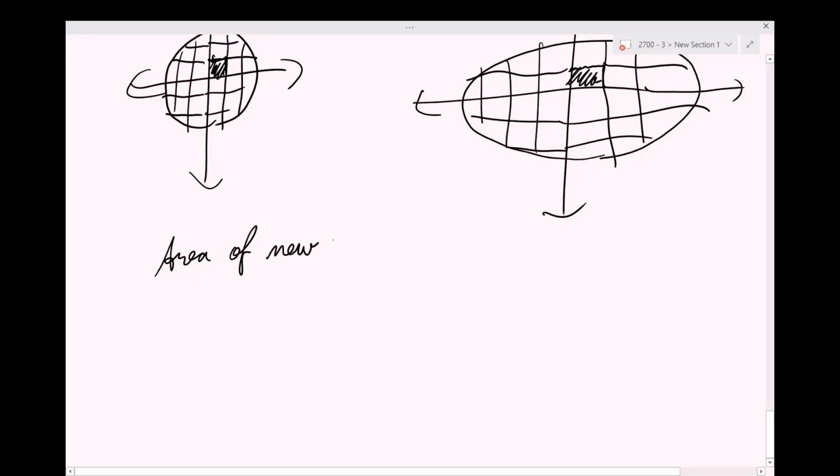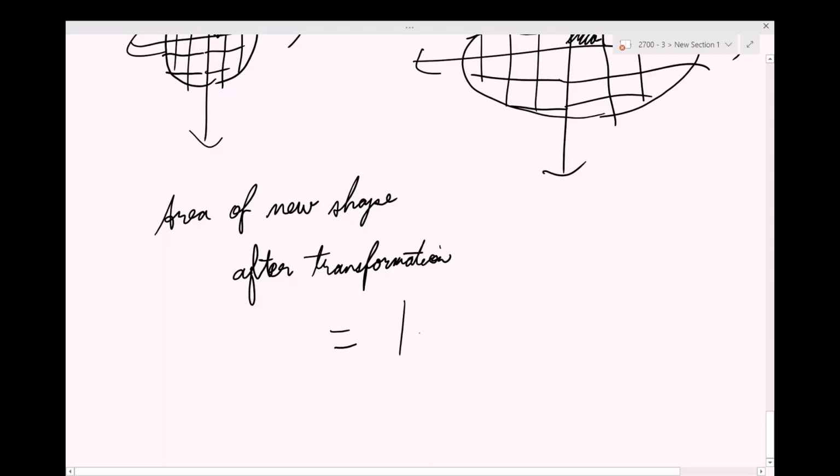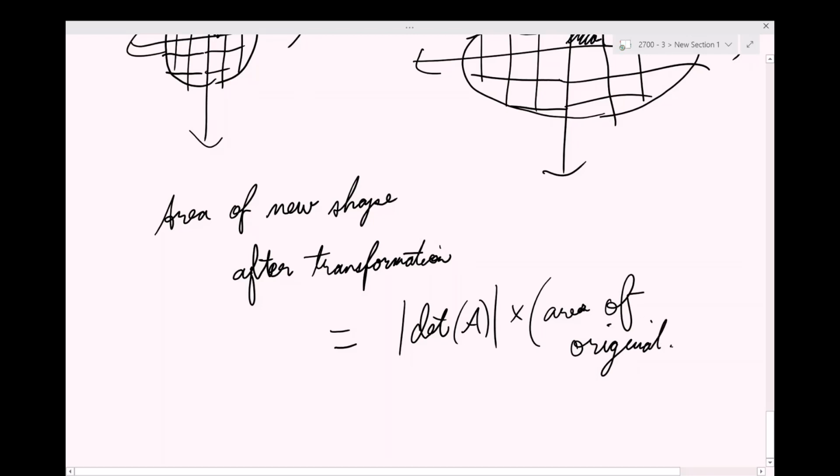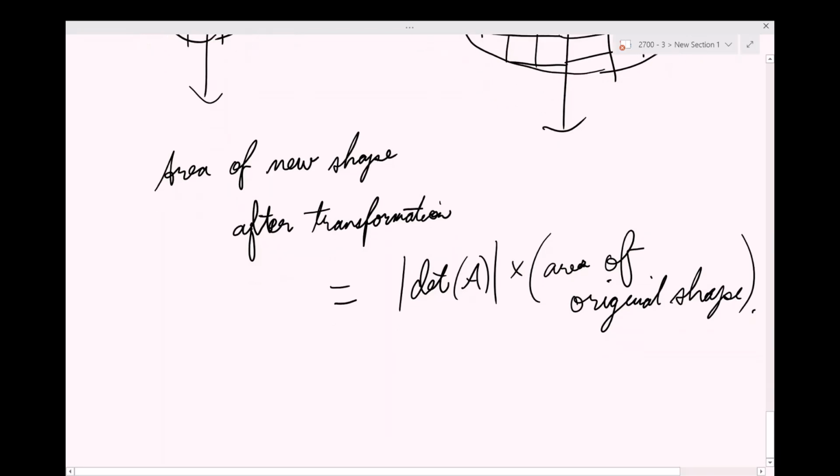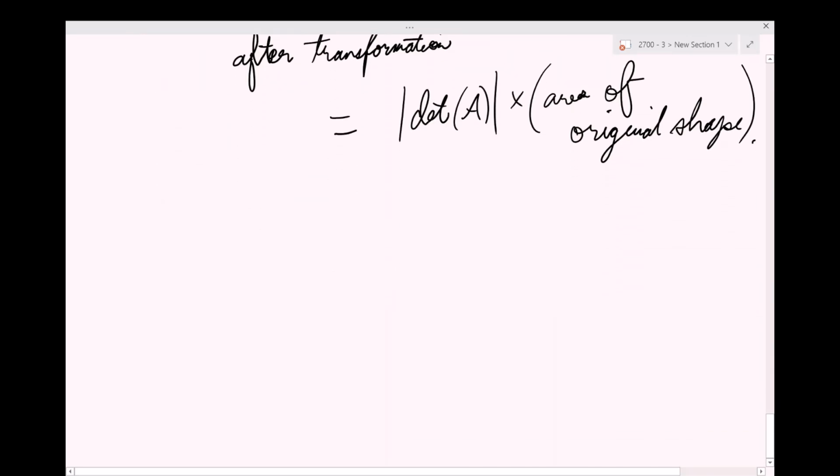of the new shape after the transformation is going to equal that absolute value of the determinant times the area of the original shape. And this is quite nice. So you can do things like derive very easily areas for ellipses and some other basic shapes using that kind of trick. But we won't bother with that.